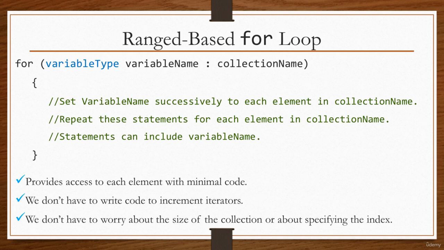We don't have to write code to increment iterators. So you don't have a loop control variable that you have to increment with each repetition of this loop. And we don't have to worry about the size of the collection or about specifying the index, because again we can simply access those elements using the variable name. And this is important because, as I mentioned before, you can try and access things that are out of the bounds of your collection. So you can try and access something, especially the final element, that you can get confused with the index.